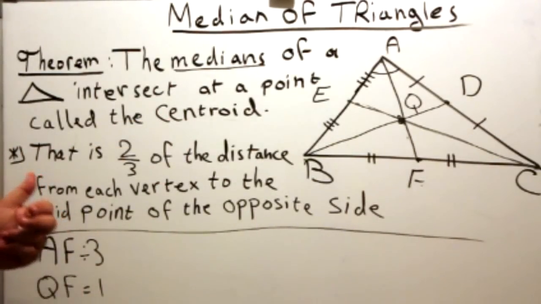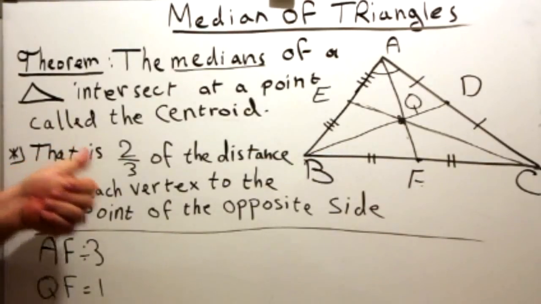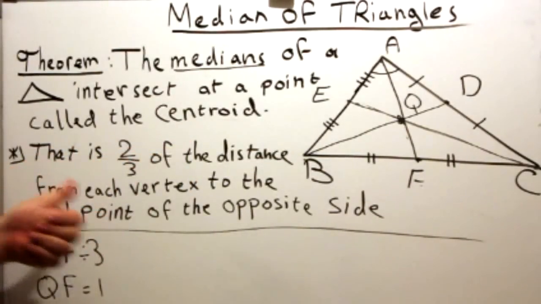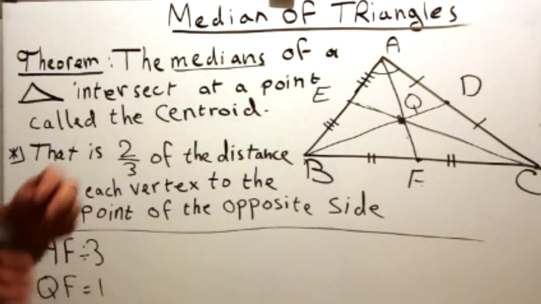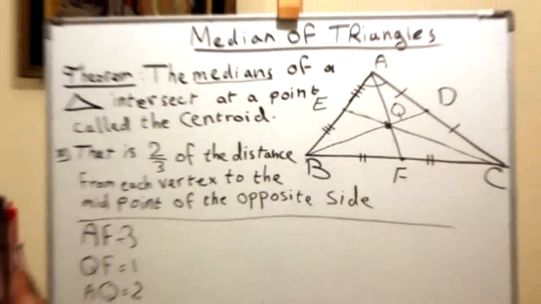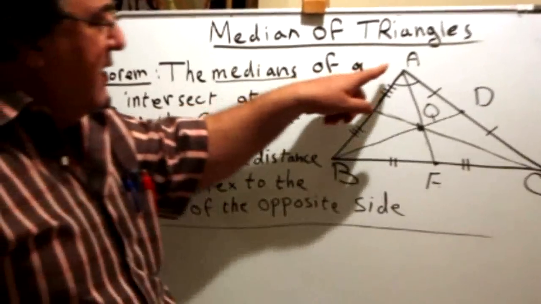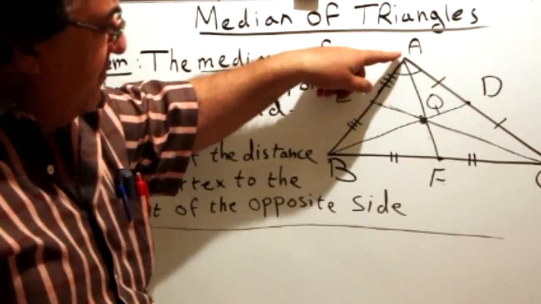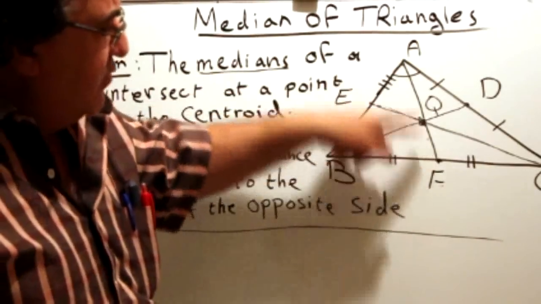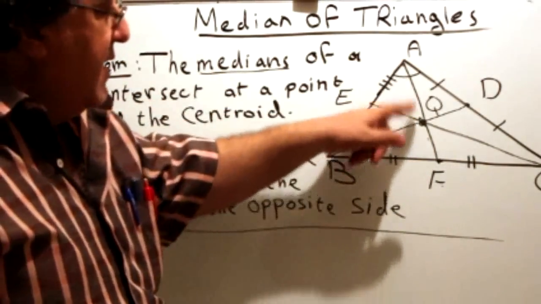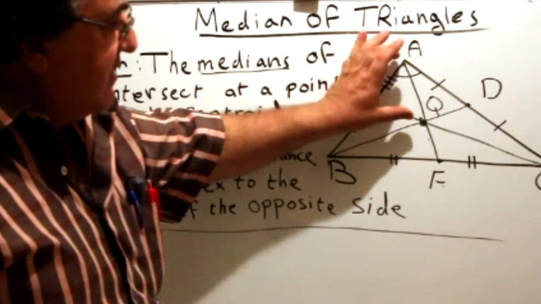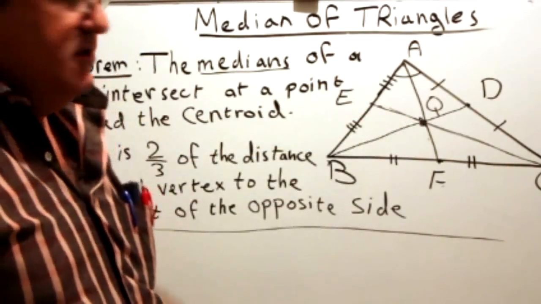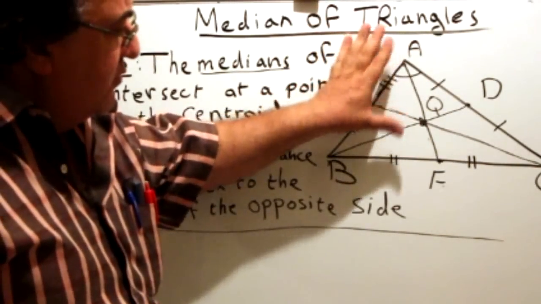Now, what does that theorem tell me? The centroid is 2/3 of the distance from each vertex to the midpoint of the opposite side. Maybe some of the students don't understand, so I will make it clear. Median AF is the complete median, and AQ is up to the centroid. It is always like this: this part takes 2 shares and this part takes 1 share. It means 2 to 3.